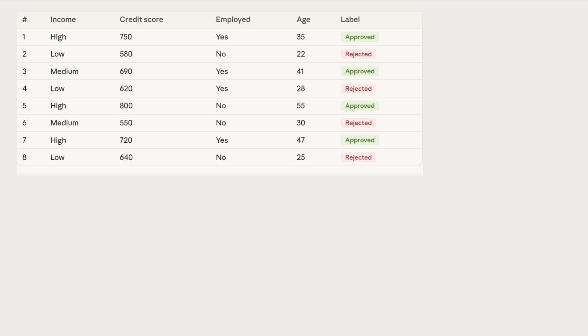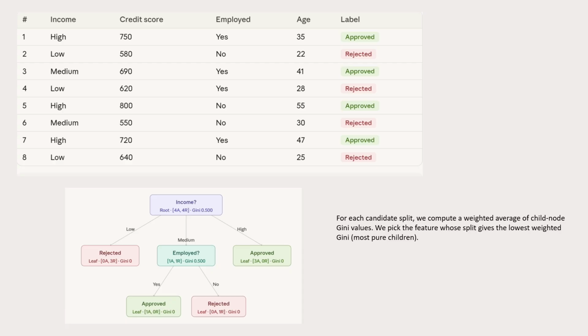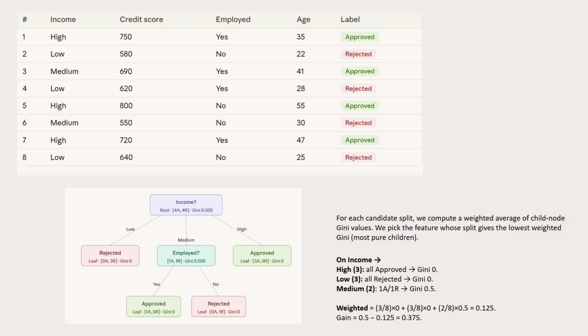Now looking at this example, we have a small dataset with a 50-50 split for our target variable: 4 instances of approved and 4 instances of rejected. Here the Gini value is highest at 0.5. Now when we use income to create a split, we have 3 nodes: low, medium and high. Low and high give us pure nodes, so the Gini here is 0, while medium again has a 50-50 split with a Gini value of 0.5. When we calculate weighted Gini values for all 3 nodes post split, we get 0.125 and information gain is thus 0.5 minus 0.125, which equals 0.375.